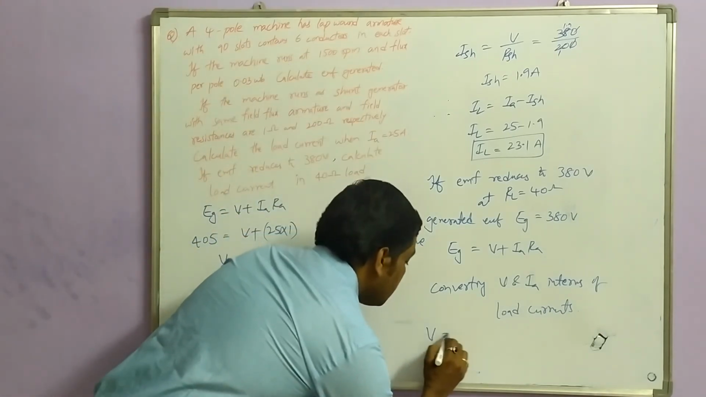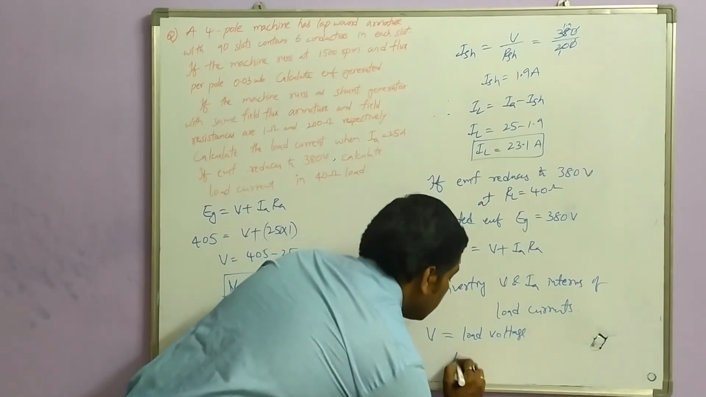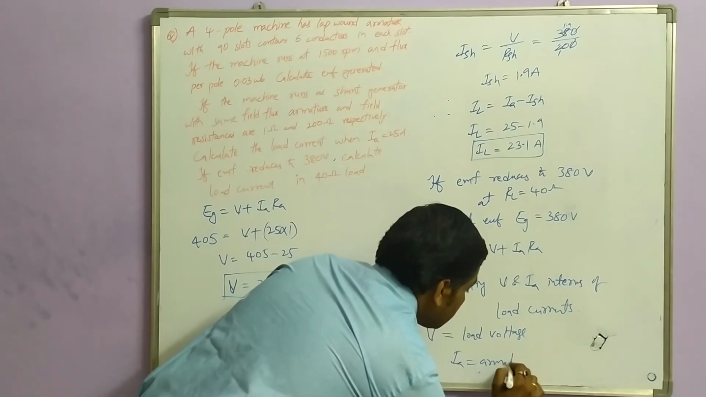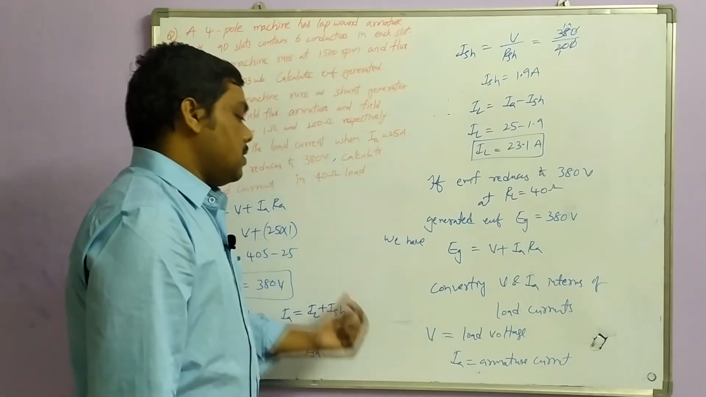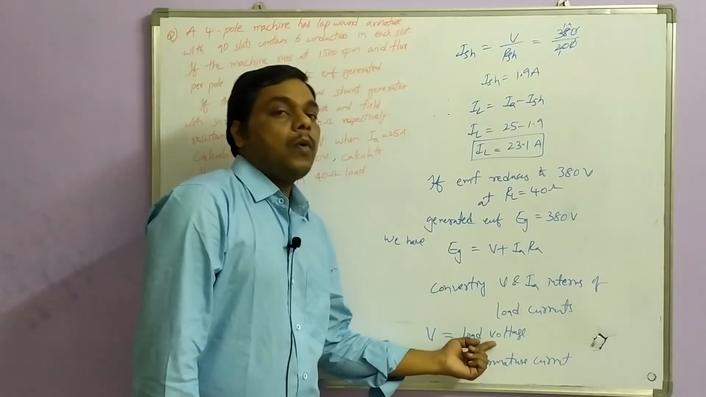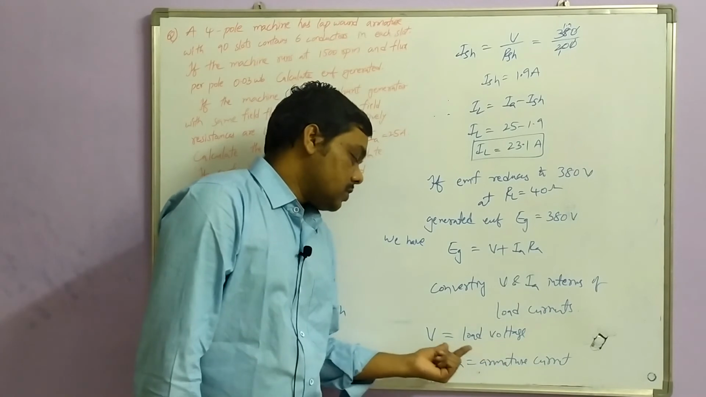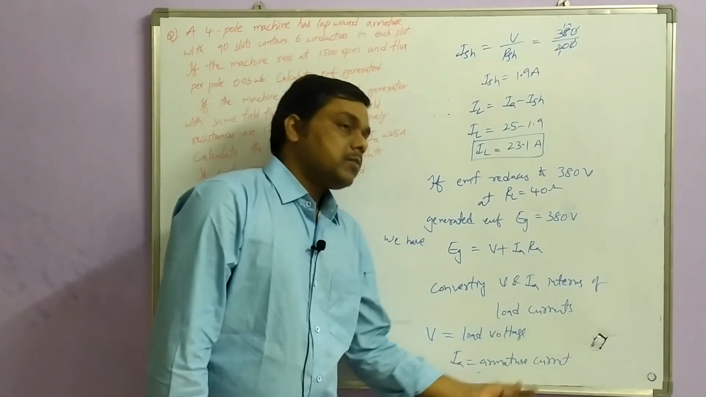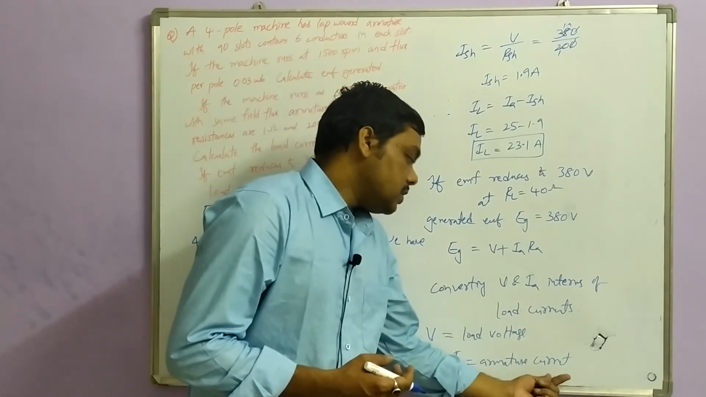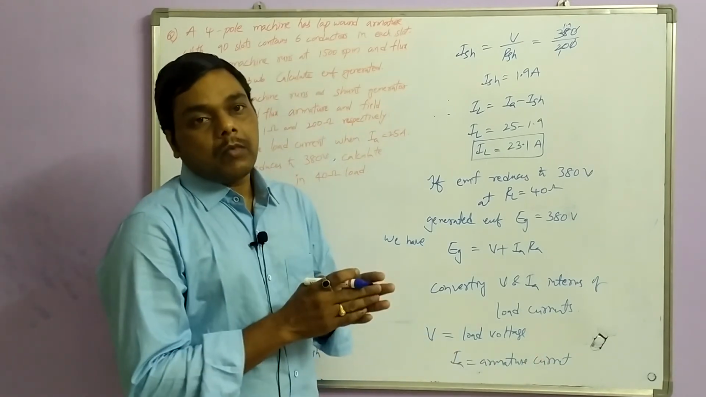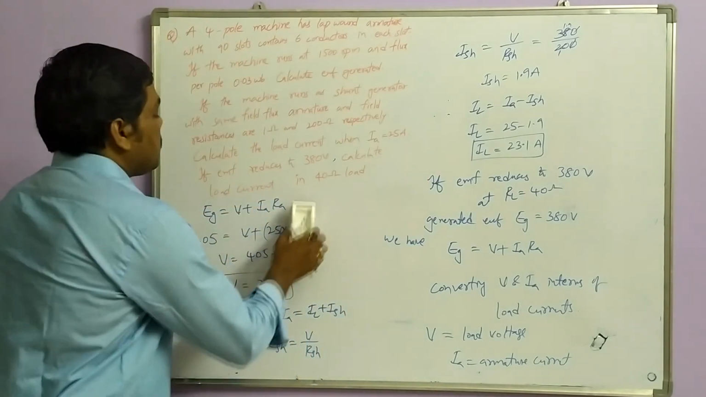since V is the load voltage, and Ia is the armature current, now load voltage is nothing but load resistance multiplied by load current. I can express in terms of voltage, or I can express in terms of I into R, load resistance and load current. And also armature current is nothing but sum of load current plus shunt current. Now we will see how it is going to happen.